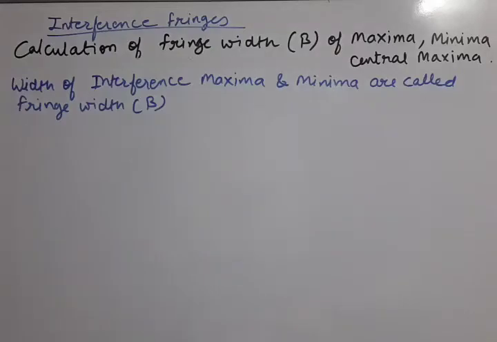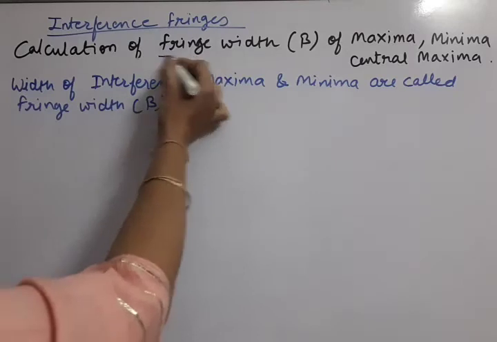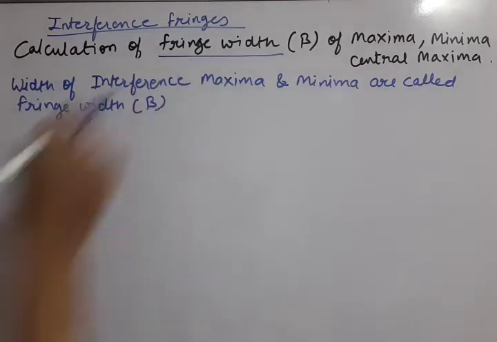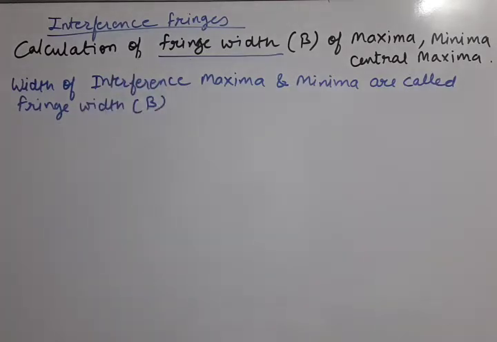Hello students, in our interference chapter, after completing the conditions of maxima and minima, we are now completing the second major question in which we will calculate the fringe width, beta. So what are the fringes? The alternate maximas and minimas in the interference pattern are called fringes, and their width is called fringe width beta. So we need a diagram to show the fringes formed on the screen. The calculation of width will require the diagram.